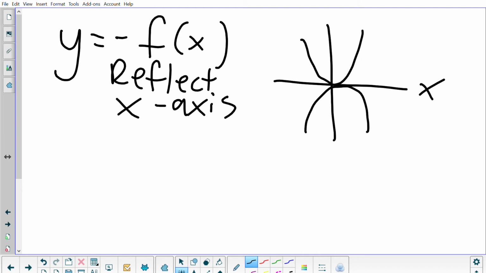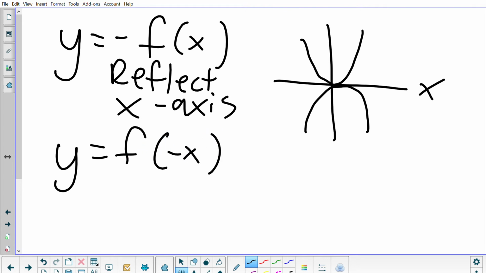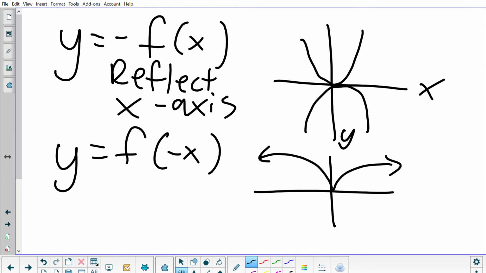Okay? If they give us y is equal to f of negative x, that means take whatever you got from the previous one and change the x value to negative. So what that means is, let's say I have some kind of graph. Over the y-axis, draw exactly how you see it, but on the other side of the y-axis. Okay.